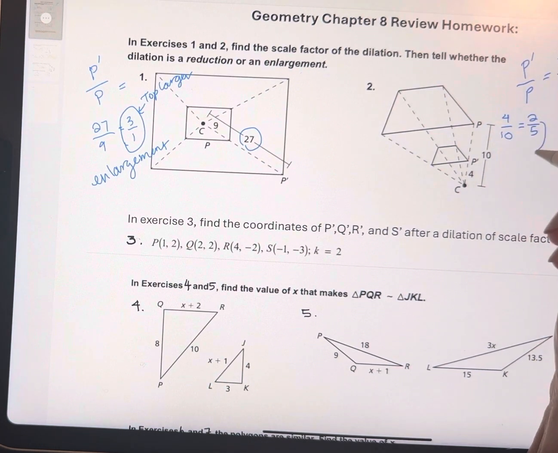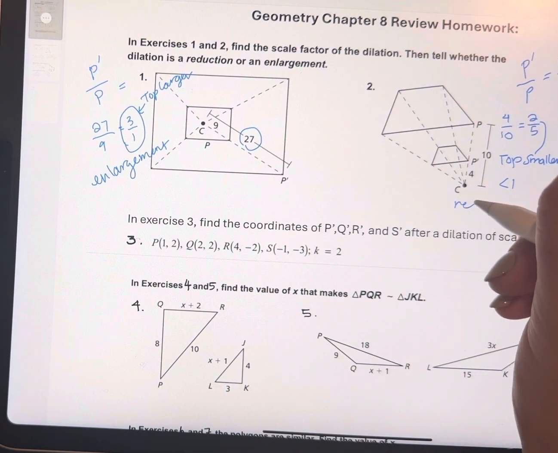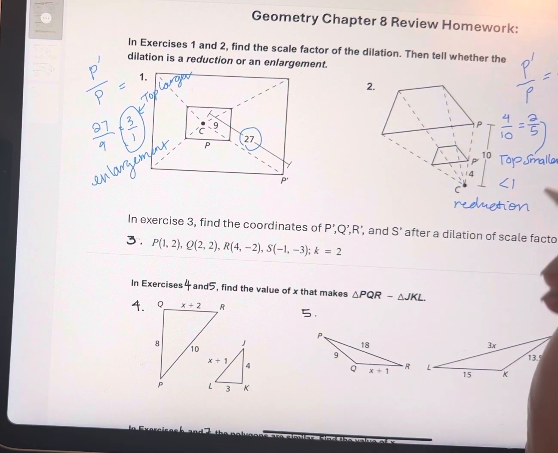And then I noted that the top is smaller, meaning that this fraction is less than 1, and this is a reduction. Scale factor is that 2 over 5.